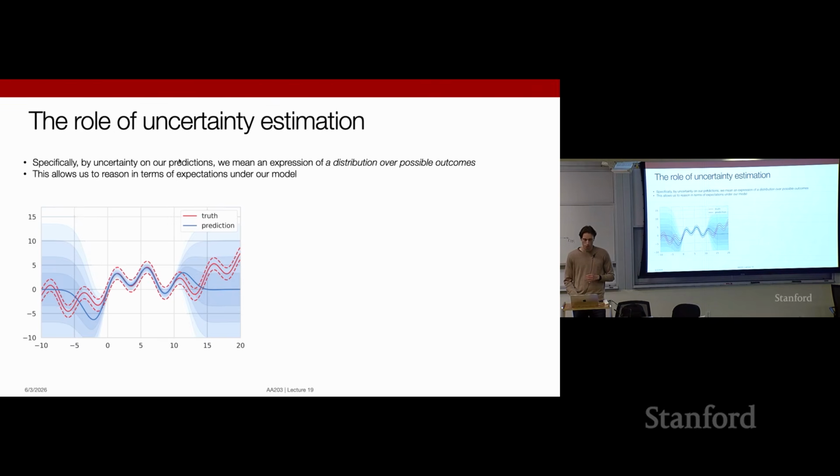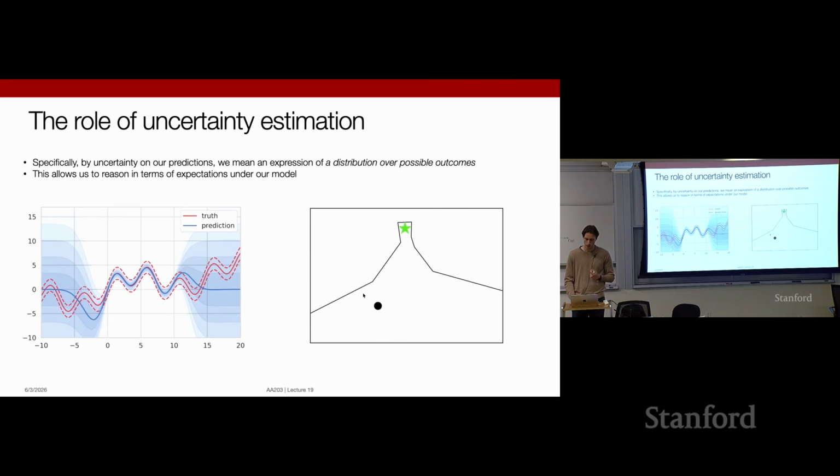Okay, so first of all, we're talking about uncertainty estimation, and what do we mean by uncertainty on the predictions of our model? Specifically, what we mean by uncertainty is an expression of a distribution over possible outcomes. So, for example, instead of predicting a single point estimate of the most likely next state given a state and a control, we want our system models to predict a full distribution and associated likelihood of what is most likely to happen in the future, if that makes sense. So visually, what we want from our dynamical model is a range of possible scenarios that we could be optimizing for with the associated probability. We want this because it essentially allows us to reason in terms of expectations under our model.